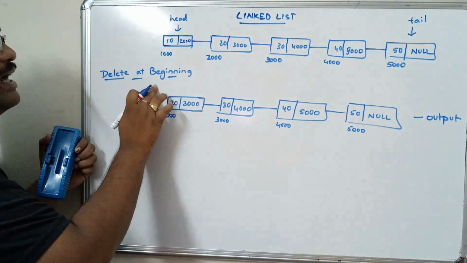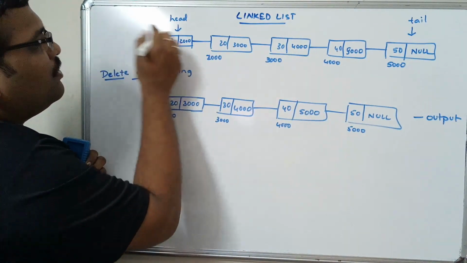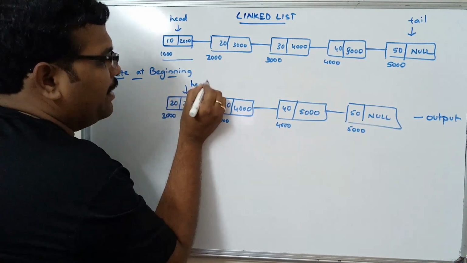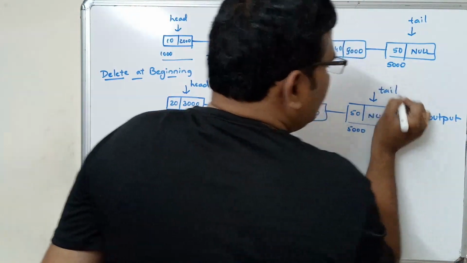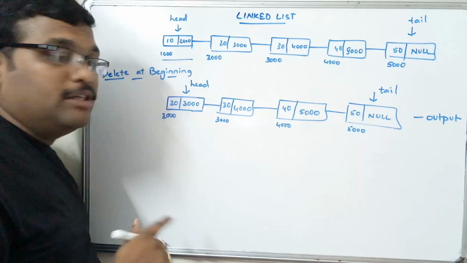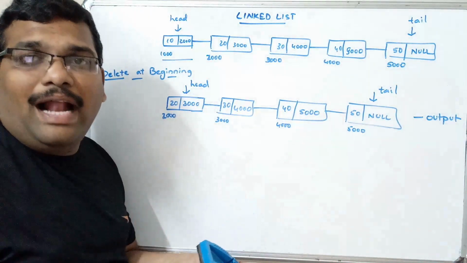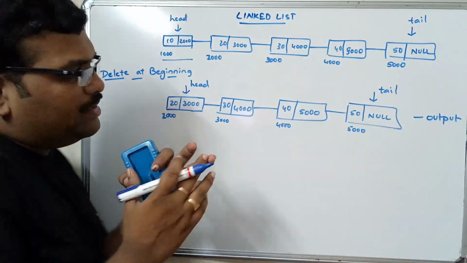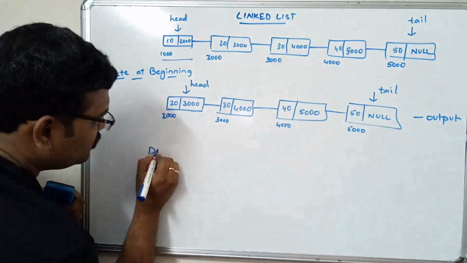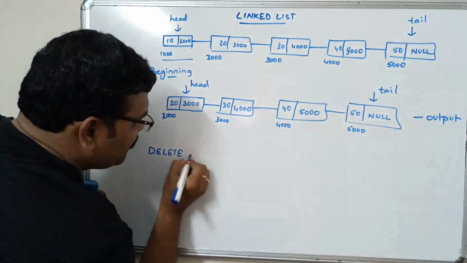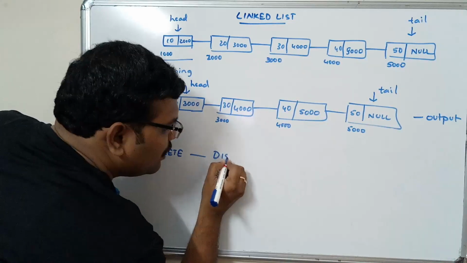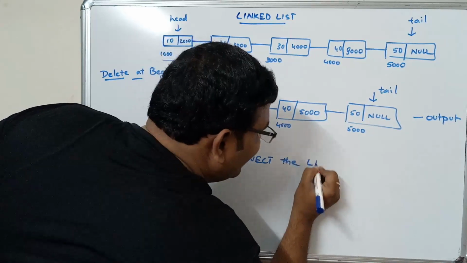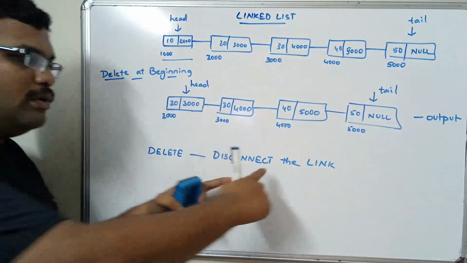So this is the output. That means if you delete at the beginning, this 10 will be deleted, right? So this is the head and this is the tail. There is no change in tail, there is a change in head. Here we need not read any value, because we are not inserting but deleting the element. So in the linked list, deleting an element means simply disconnecting the link. Right? So how to disconnect the link?